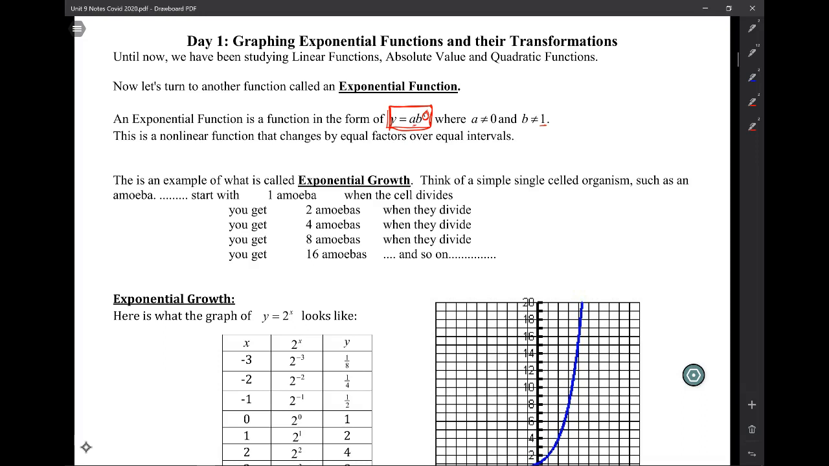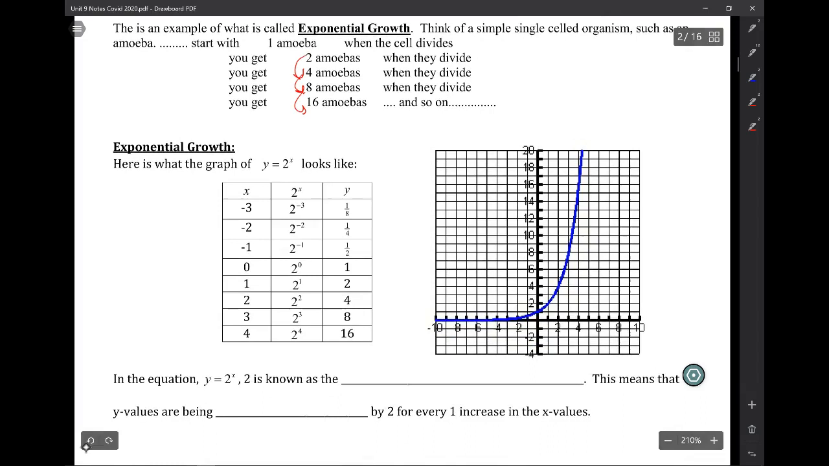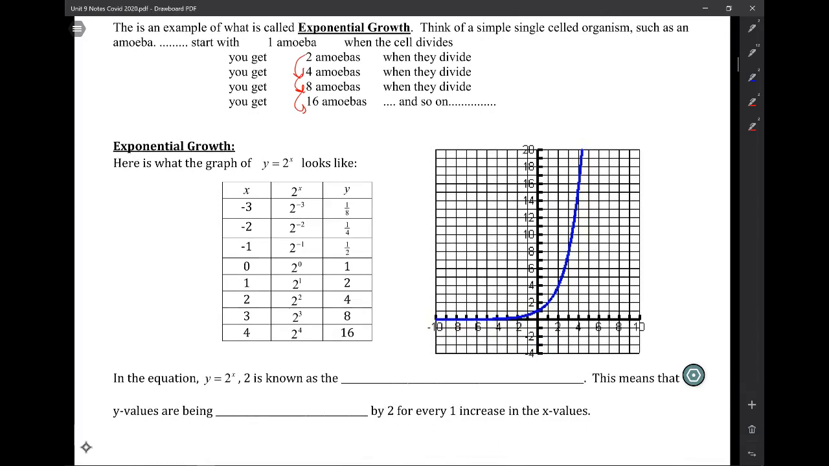A classic example of exponential growth: we have amoebas here, but you can just think of it as cells in general. Exponential growth would be if you have one cell and it divides in two, and then those two cells each divide, so that would make 4. Those 4 cells then each split in half, so that would make 8 total cells, and so on and so on. So clearly, it appears to be growing by multiplying by 2. And that's the kind of pattern we're going to be looking for when we are talking about exponential growth.